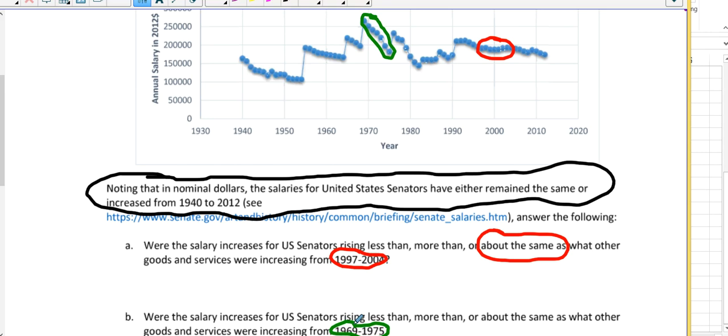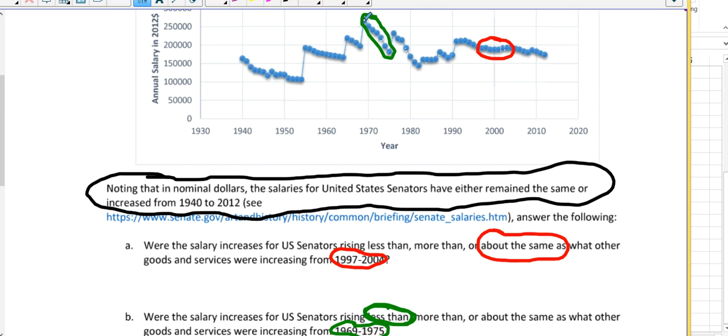That meant that whatever the senators' salaries were, if they were either staying the same or getting increases, during that time frame the senators' salaries were rising less than what other prices were increasing at that time. So their salary is not keeping pace with inflation. If you were a U.S. Senator, you're getting less buying power for your salary in 1975 than you were in 1969.